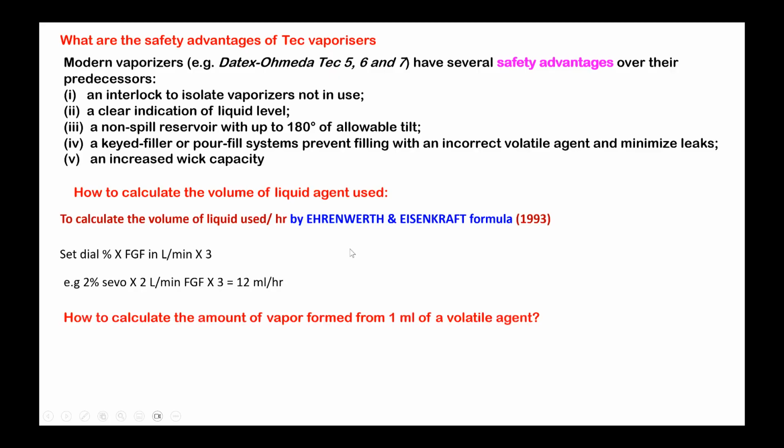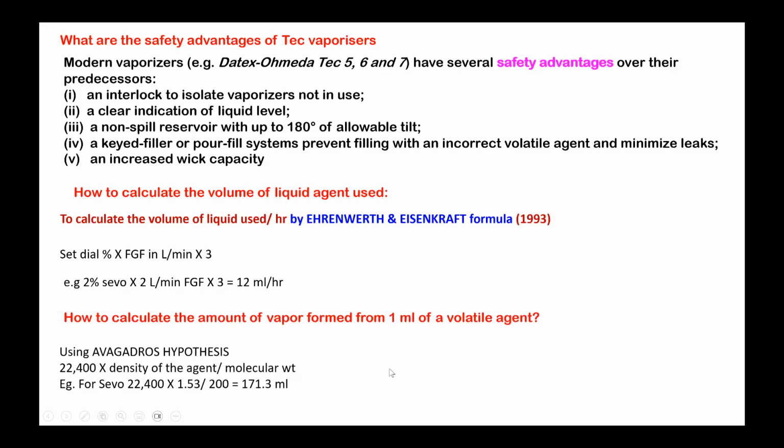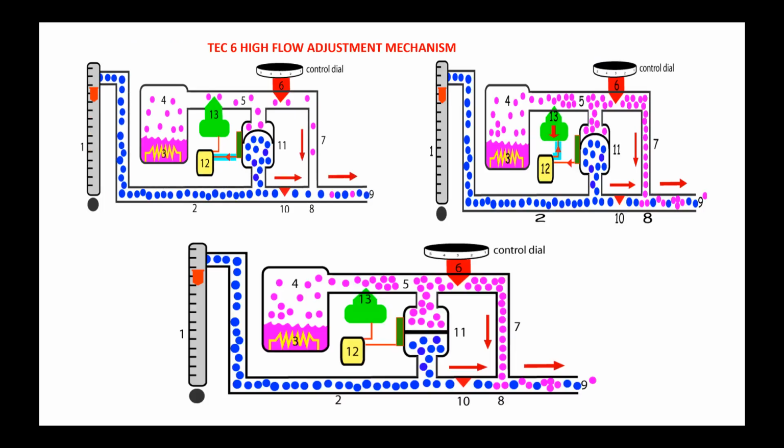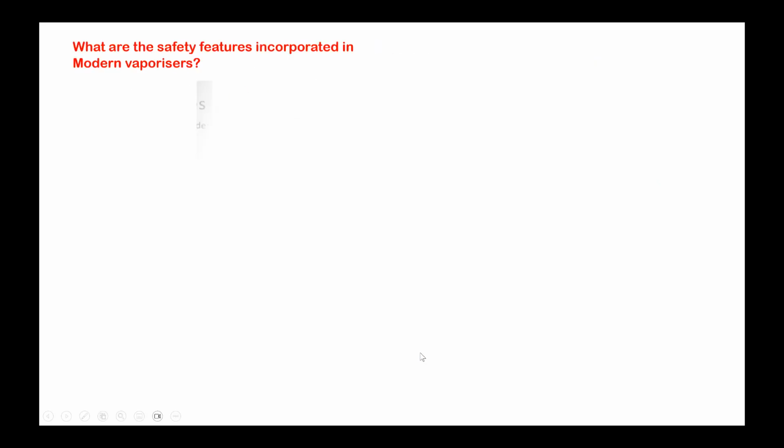So percentage multiplied by fresh gas flow multiplied by 3, you get the total volume used per hour of any volatile anesthetic agent. How to calculate the amount of vapor from 1 ml of volatile agent? For that you have to use what is called Avogadro's hypothesis. So 22,400 into density of the agent divided by molecular weight. For example, sevoflurane: 22,400 times density 1.5 divided by molecular weight 200. So you will get 171 ml per ml of your anesthetic agent. Vapor will be 171 ml. So this is again the mechanism.